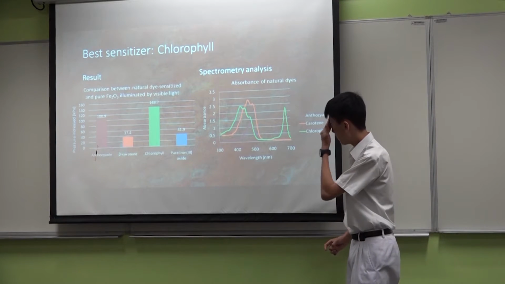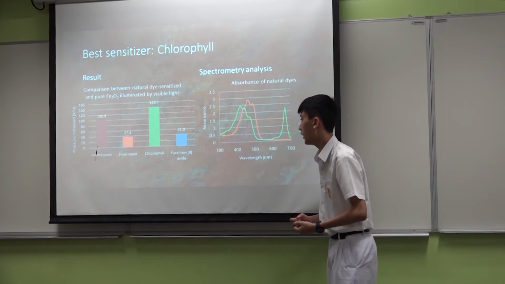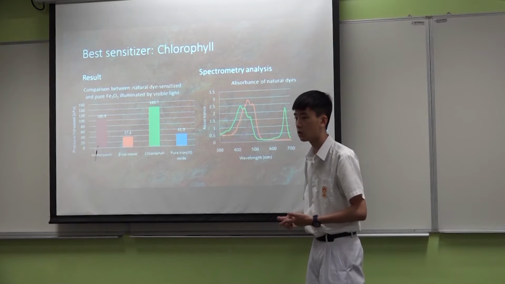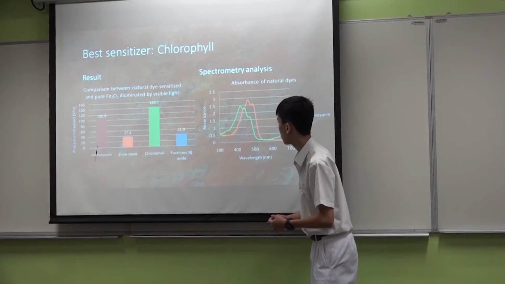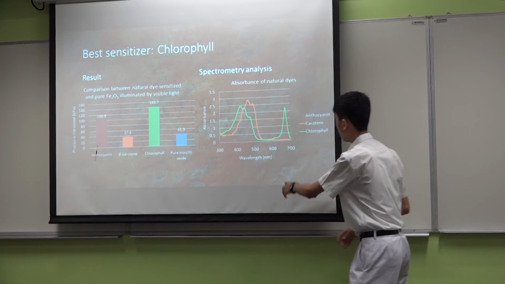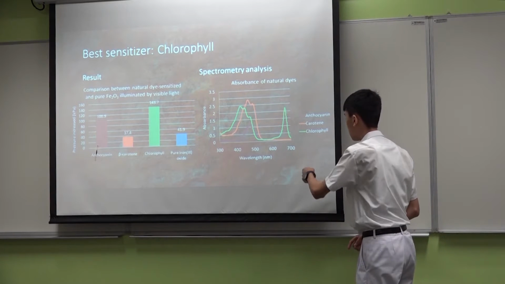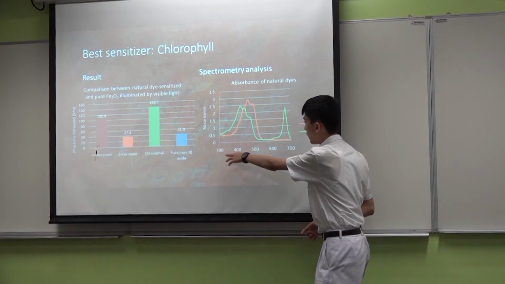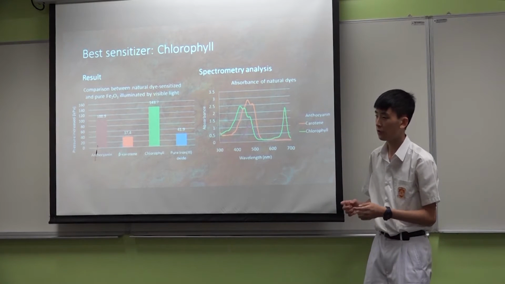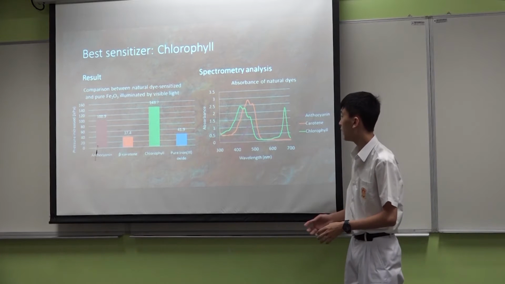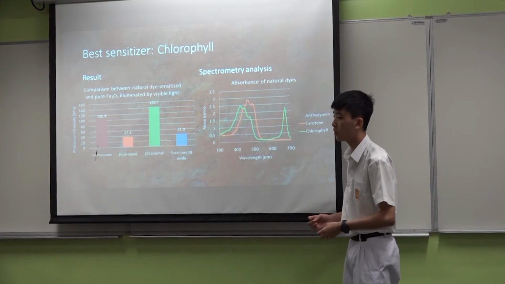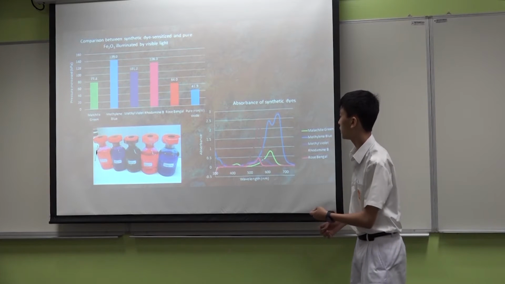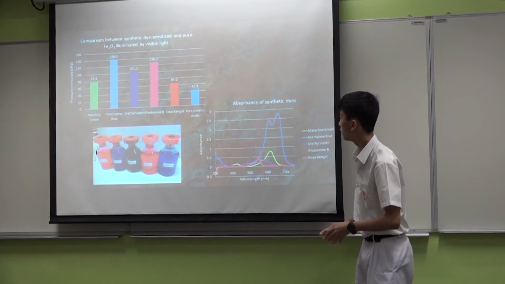In this experiment, we tried to find out the best sensitizer, and we found that chlorophyll, among the synthetic dyes as well as natural dyes, is the best photocatalyst. We reason that chlorophyll can utilize up to 600 as well as 700 nanometers of visible light, as well as 300 to 500. So it's actually a very, very broad range of visible light, and it will be more efficient to use chlorophyll. And these are the results of synthetic dyes.